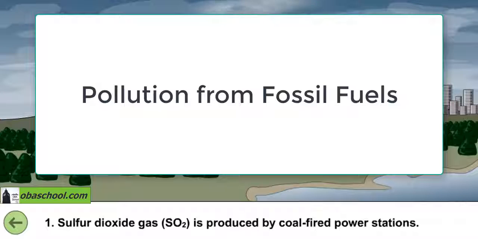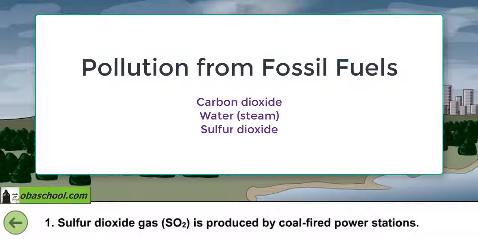We should all be concerned about the pollution of our environment and planet Earth. In the simulation, we will look at the damage that burning fossil fuels like oil, coal, and natural gas can cause. When we burn fossil fuel, we get carbon dioxide, water as steam, and sulfur dioxide. The sulfur dioxide produced is a major cause of acid rain, and acid rain is very dangerous as it can damage crops.